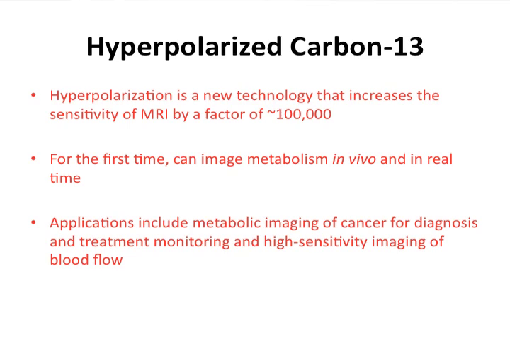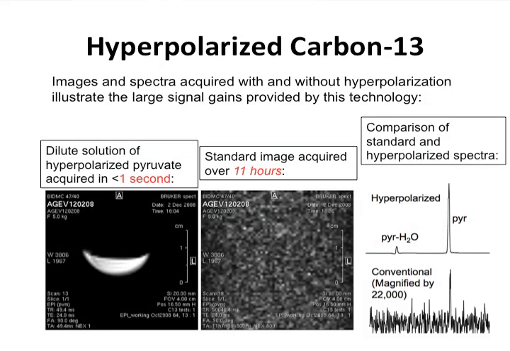But what I'm going to be talking about are hyperpolarized liquid solutions based on compounds labeled with carbon-13, which is an MR-visible nucleus. The remarkable thing about this hyperpolarized carbon-13 technology is that for the first time you can image metabolism in vivo and in real time. So you can hyperpolarize a molecule like pyruvate and watch its conversion into other metabolic substrates in vivo and in real time, which is important for both diagnosis and treatment monitoring in cancer and a variety of other disorders.